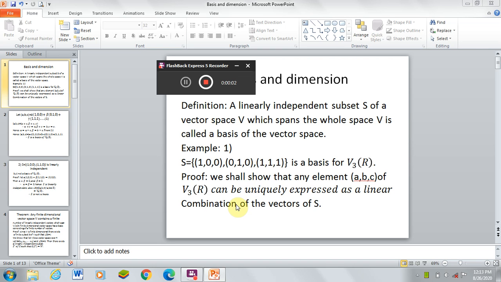Welcome to all. Today we are going to see about basis and related theorems. Let us see the definition of basis.